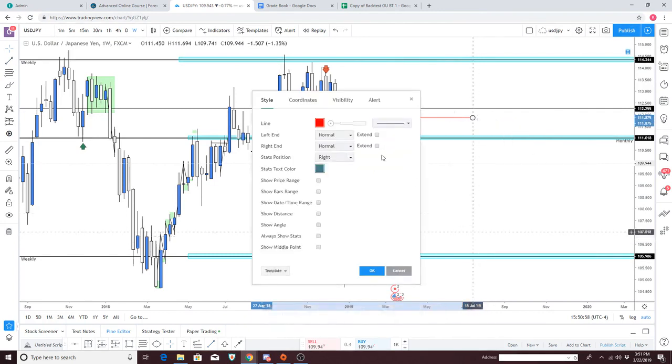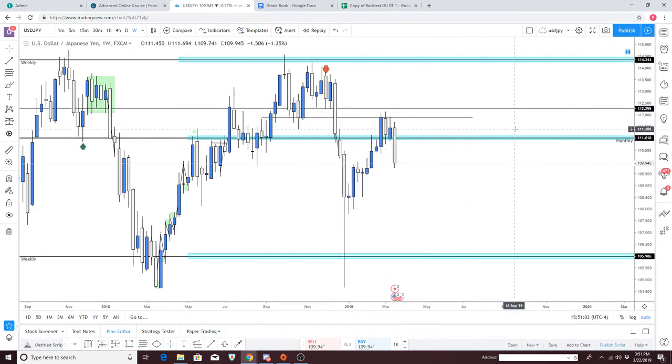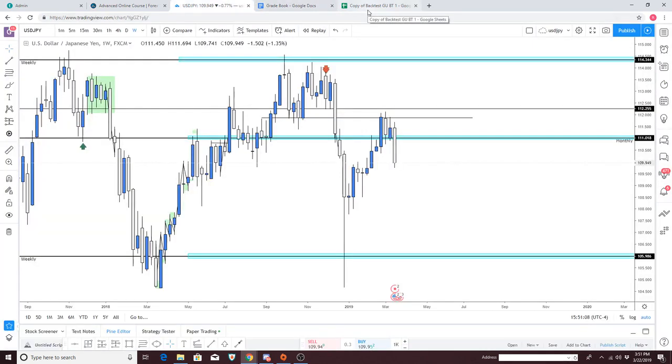You can also add support and resistance into your gradebook on the higher time frame. So you can have a higher time frame support and resistance level, and a lower time frame support and resistance level on your gradebook, and then put that probably to 1 point, right? Depending on how much you value that.